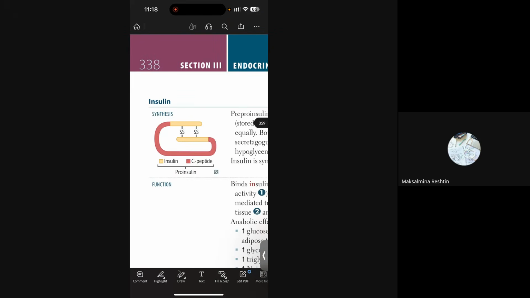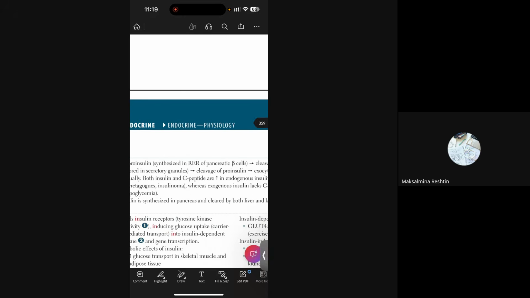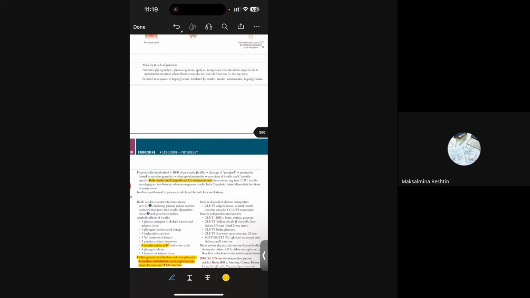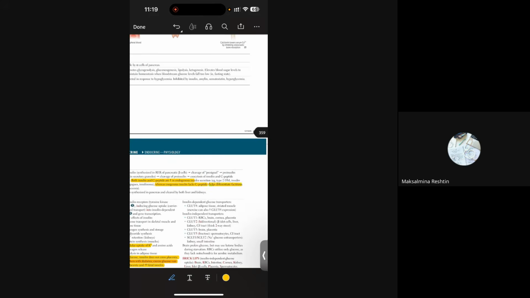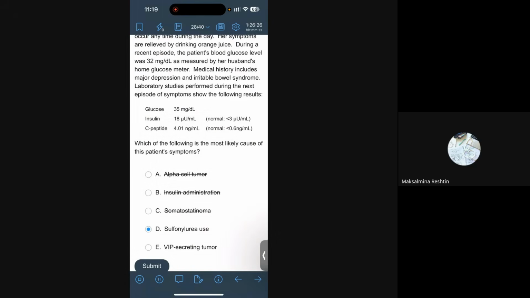Whenever insulin is made in our body, it is made with a C peptide protein. So if the cause of increased insulin is endogenous, you are going to see increased C peptide levels. Both insulin and C peptide are increased in endogenous insulin, whereas exogenous insulin lacks the C peptide, which helps to differentiate factitious hypoglycemia. In this question you can clearly see that the C peptide levels are elevated. That's why option B is not the right answer here.